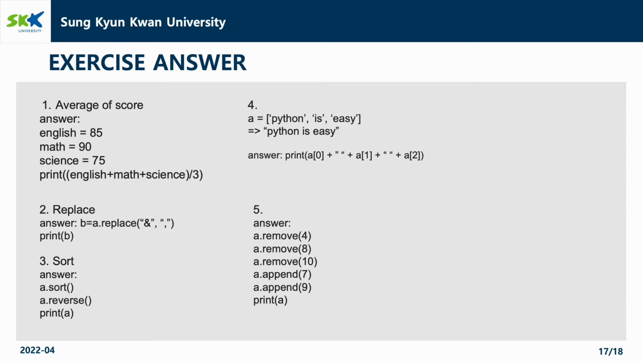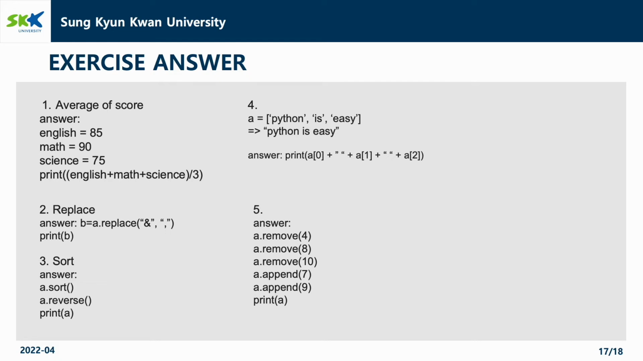To get the average of the scores, you have to add all of the numbers and divide by the number of subjects. Declare variables suitable for the subjects and specify each value as shown in the table in exercise 1. Finally, the problem can be solved by dividing the sum of all variables by 3, which is the number of subjects. The second question can be solved by replacing 'and' with a comma. It can be solved by using the replace function.